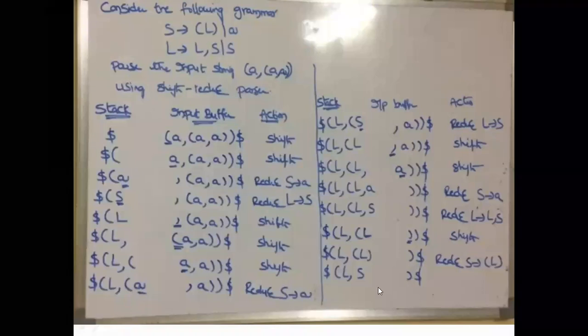So finally, what is the acceptance state? In this, the stack contains dollar and the start symbol, and the input buffer having only dollar. So in this situation, we are going to accept. We are performing the action, that is accept. Is there any doubt in this example?